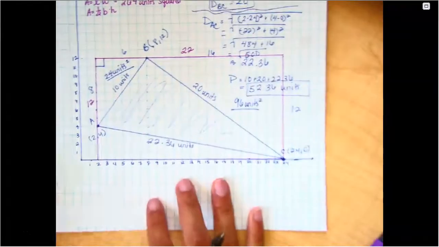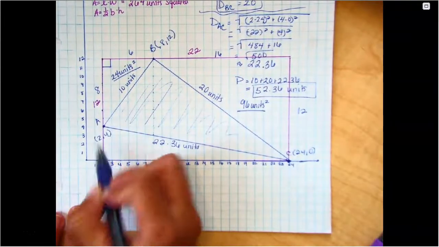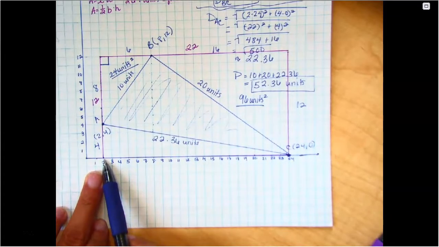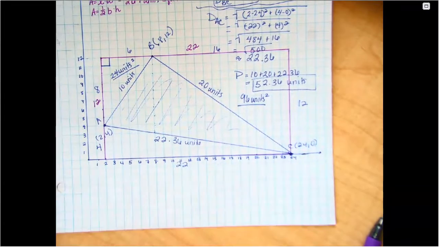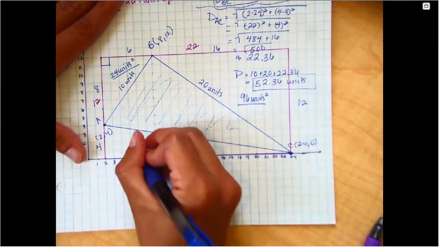Now the last triangle, we go from 0 to 4, so that's going to be a distance of 4. And we go from 2 to 24, that's going to be a distance of 22. So this is going to be 4 times 22, which is 88 divided by 2, which gives me 44 units squared.